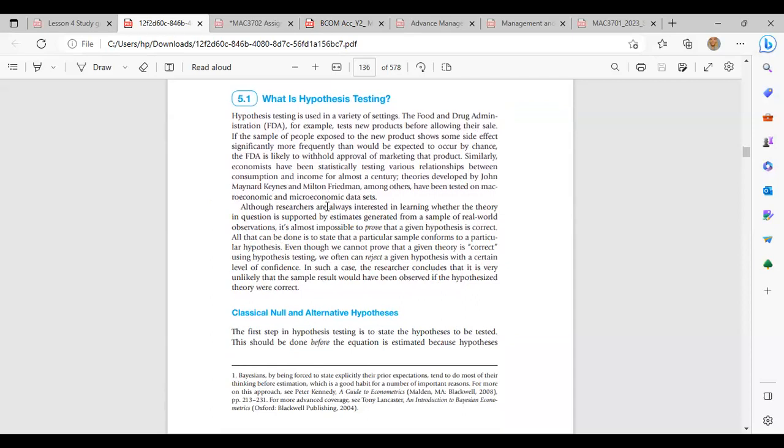All right, so this is interesting. Let's look at hypothesis testing being used in a variety of settings, right? Let's say the Food and Drug Administration, which is the FDA, for example, tests new products before allowing their sale, right? If the sample of the people exposed to the new product shows some side effects significantly more frequently than would be expected by chance, then the FDA is likely to withhold the approval of marketing that product.